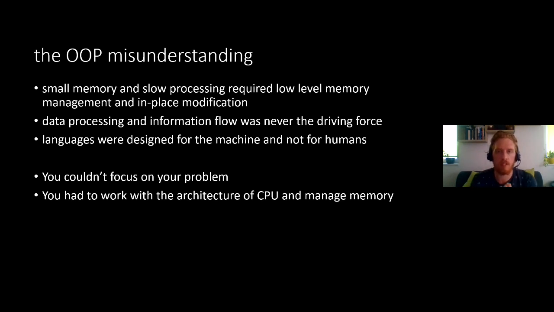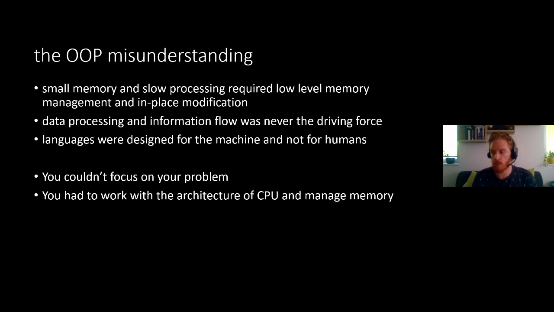Small memory and slow processing require low-level memory management and in-place modification. Historically, early on with the weak computers that we were using, small memory and slow processing required low-level interaction with the CPU and memory. So data processing and information flow was never really the driving force of object-oriented programming becoming a thing that people use. The need for object-oriented programming wasn't connected necessarily to data processing and information flow. Languages in those days were designed for the machine and not for humans.